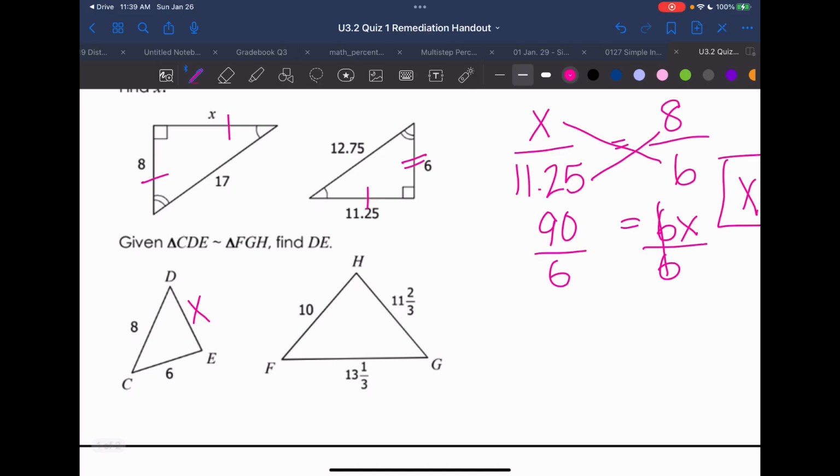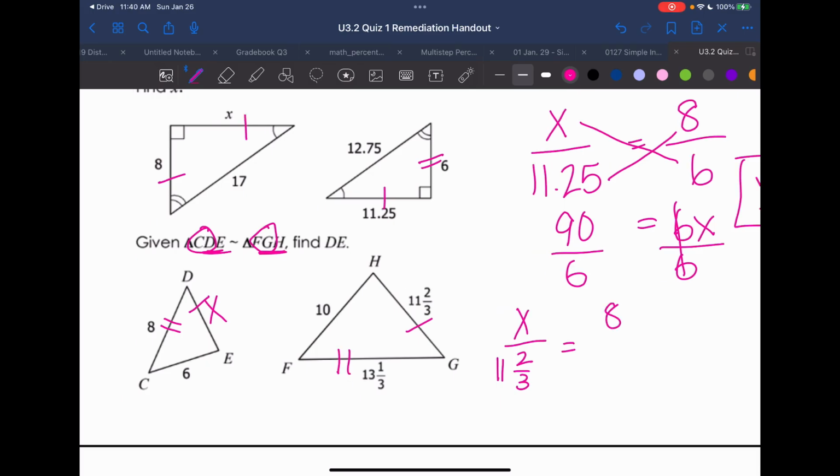Now I'm going to set up my ratio and then my proportion. So DE is corresponding to GH. I can use my similarity statement to tell me that. So X over 11 2/3 equals, I'm going to use CD and FG. So CD is right here, and then FG is right here. 8 on top of 13 1/3, and then I can cross multiply.